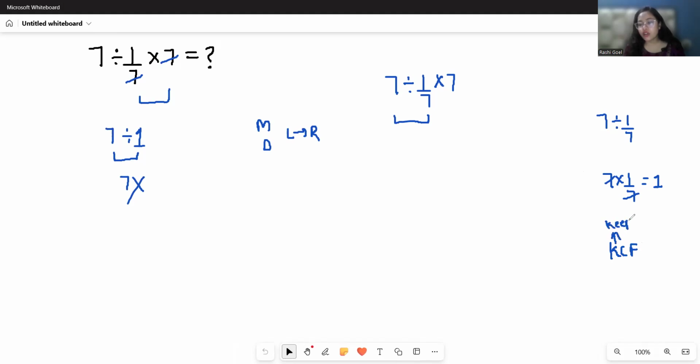Here K stands for keep, C stands for change, and F stands for flip. So let's apply this. That means keep the left hand, change the symbol from division to multiplication, and flip the right hand. And what is left? Multiply 7. So it becomes 7 times 7 times 7, which equals 343.